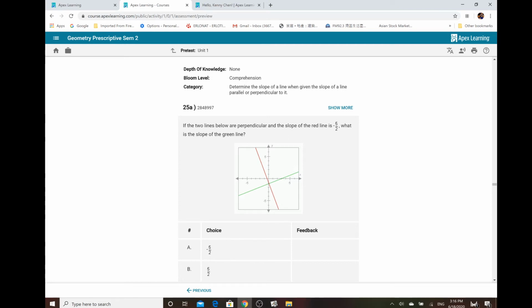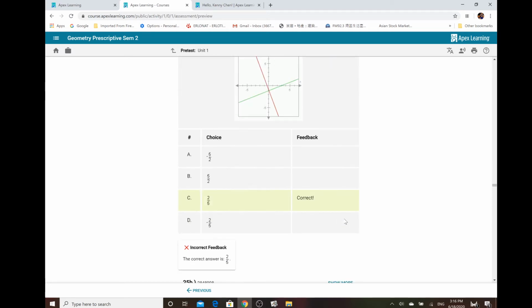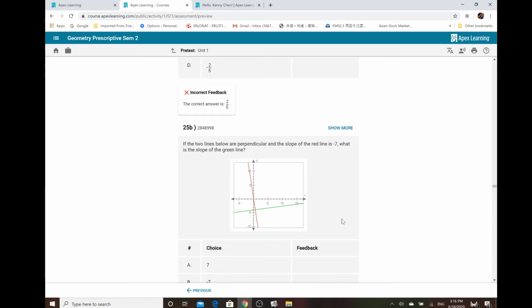And what's the slope of the green line? So try to convert that to the negative reciprocals. We do have positive 2/5. Okay, so this one, the red line, the slope is negative 7. If the denominator is not shown, that's always 1. So what's the slope of the green line? Then that'll be positive 1/7.